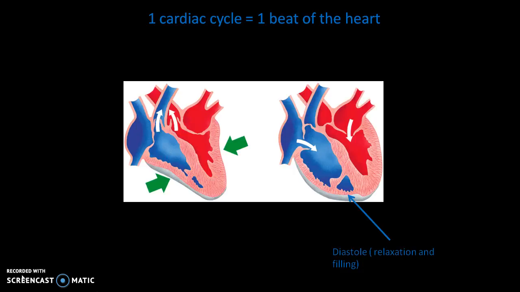During the relaxation process, the heart's atriums fill with blood. This is known as diastole. And during the contraction process, the heart's atria and ventricles contract. This is known as systole.